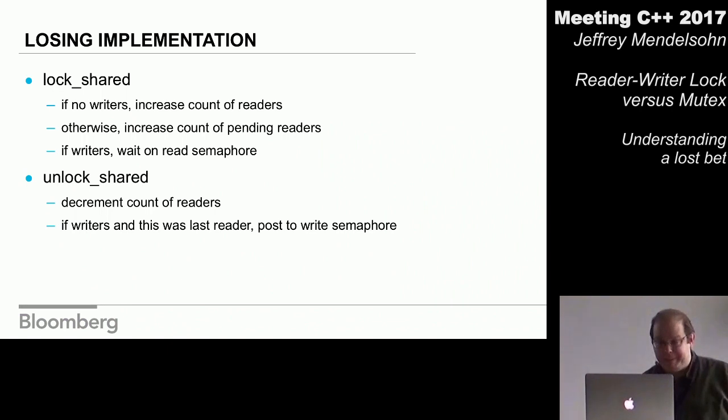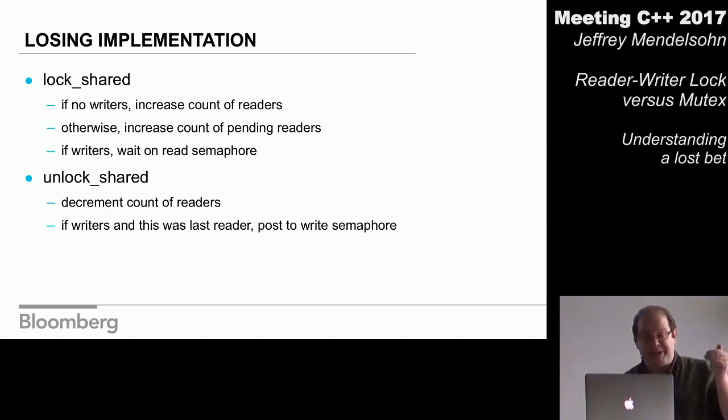On the shared side, it turned out it was important to look at this atomic state and do a short circuit. I'm sorry, I'm ahead of myself. I backed it up. So he comes in, he looks at the atomic state variable. If there's no writers, he increases the count of active readers. He goes right into the lock. He goes right into owning the shared lock. If there are writers, he increases the count of pending readers and waits on a read semaphore.